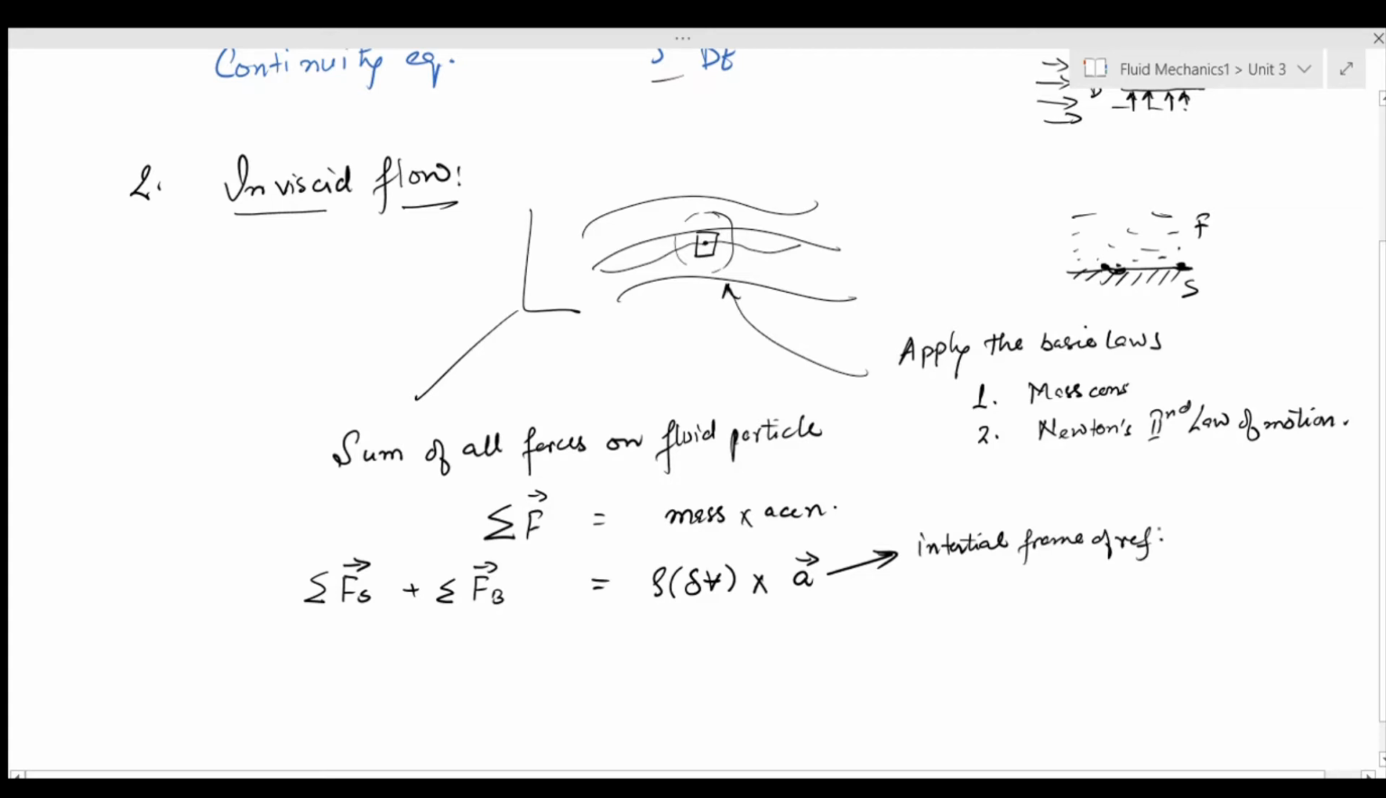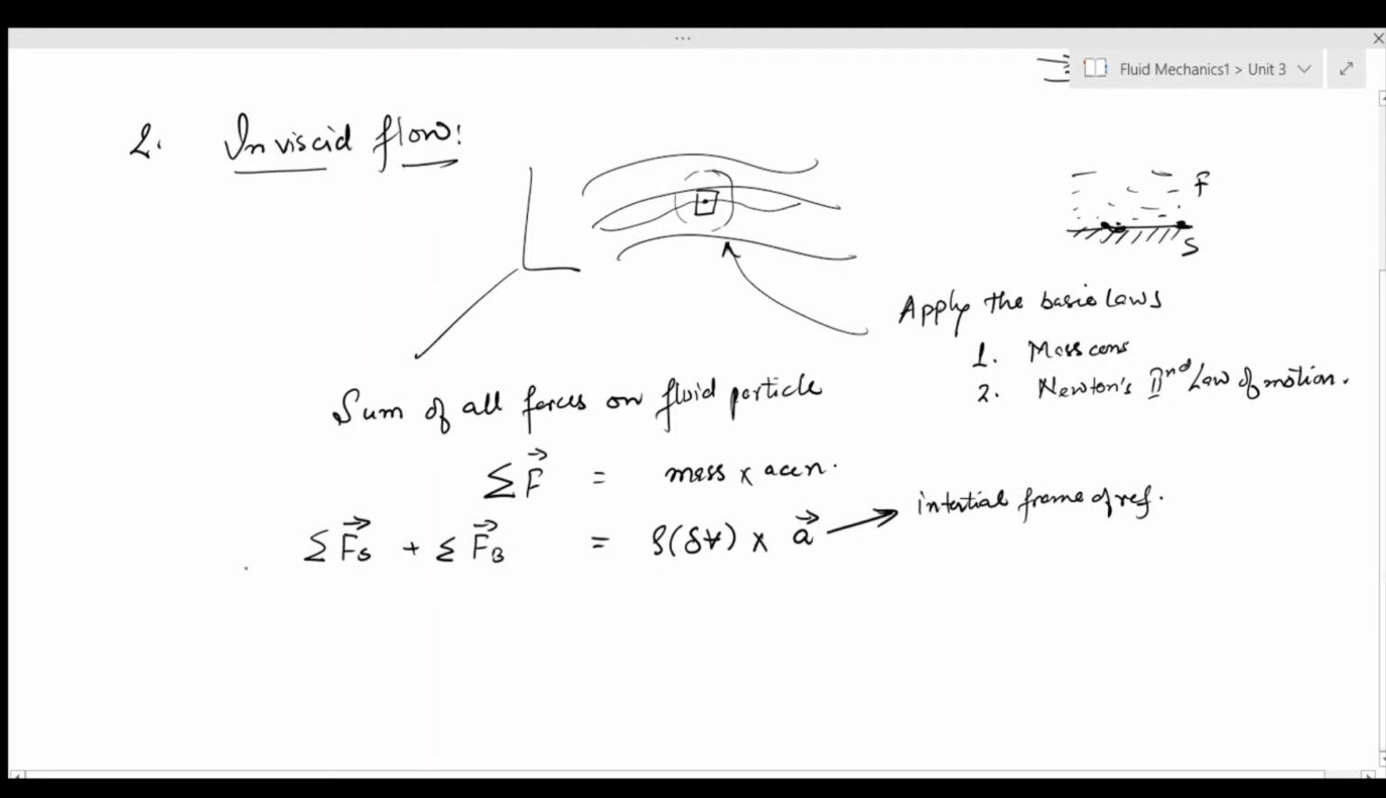What do I mean by inertial frame of reference? That there is no acceleration. I'm not taking an accelerating frame of reference, but an inertial frame of reference, meaning either my frame of reference is at rest or moving at a constant velocity with respect to the global frame of reference.